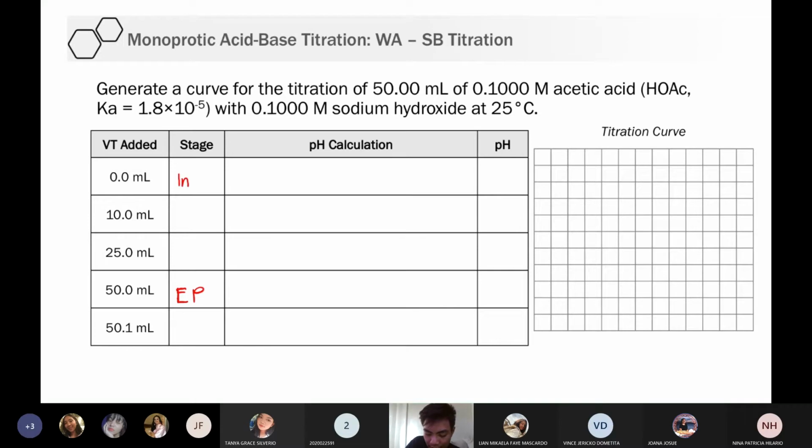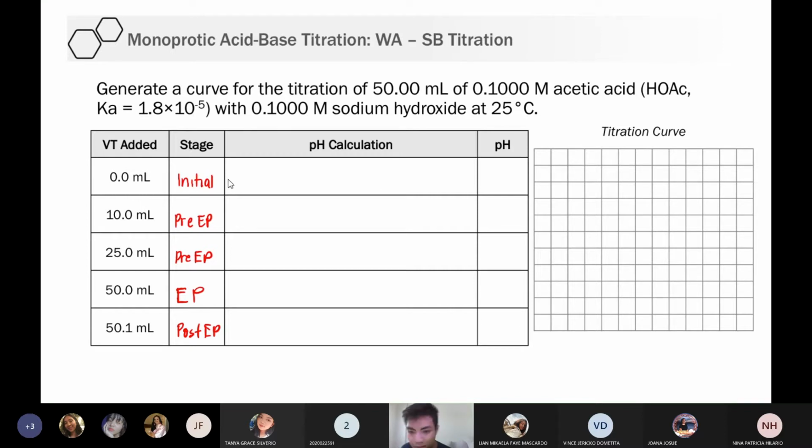So, yung 0, malamang initial yan. Then, yung mga hindi, edi pre. And then, yung lagpas sa 50, yun yung post. Okay? So, yan. And you now know the stages and alam nyo na rin yung equations na gagamitin. So, let's solve for the pH of the solution.